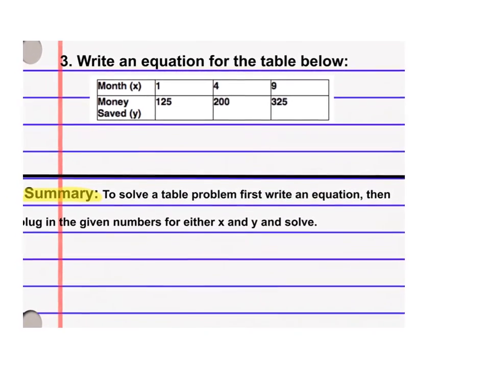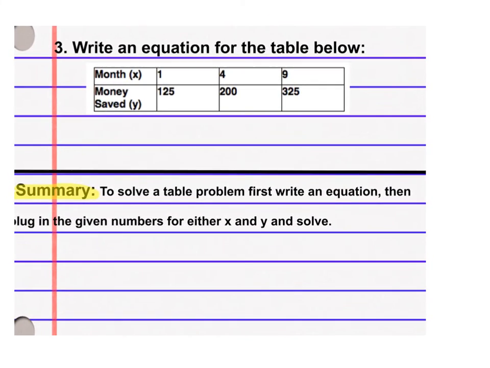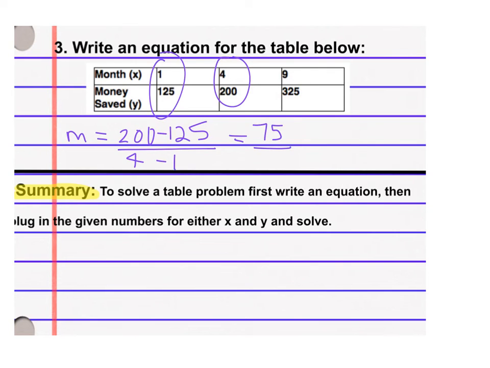Okay, last one, write an equation for the table below. So go ahead and try that, see what you get. Pause the video if you need to. Start by finding your slope. So I'm using the first 2 points. You don't have to. I get 75 over 3, which is 25 for my m, positive 25.